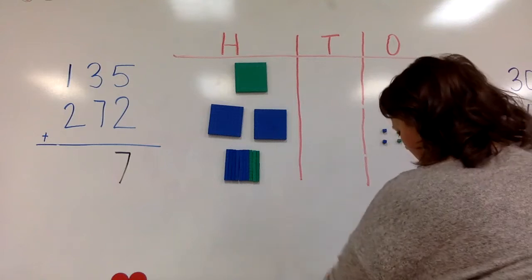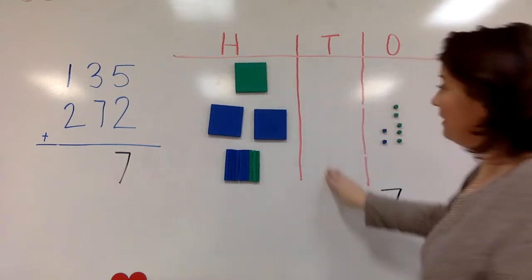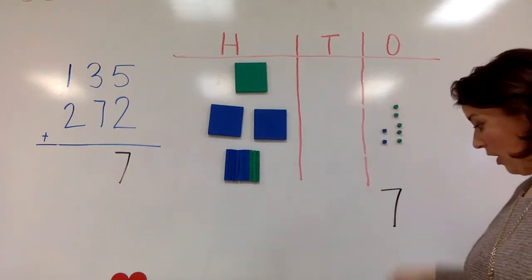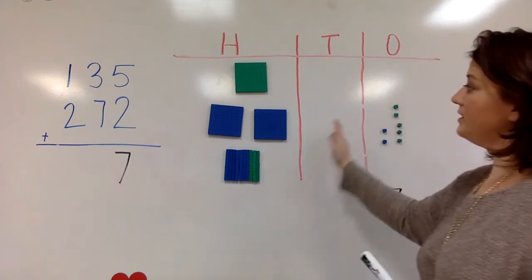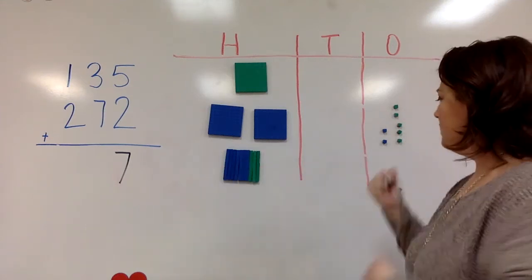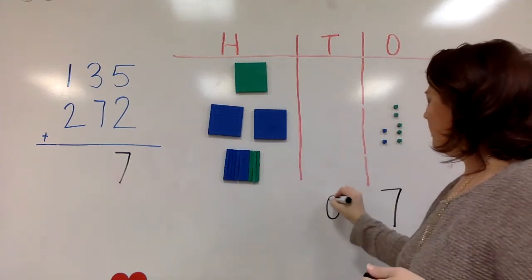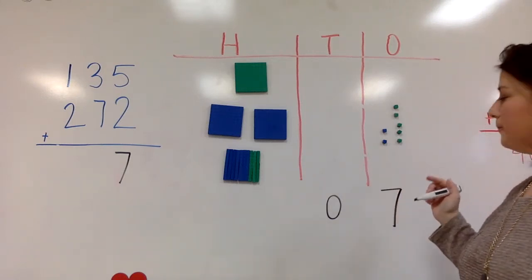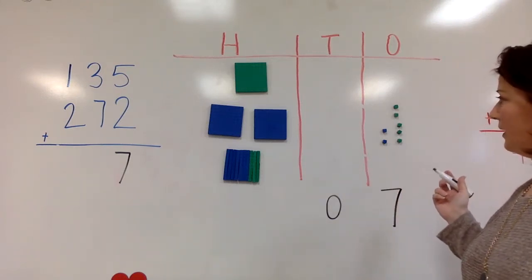So how many tens does that leave us? 0. We didn't have any more. We used every single one of them to make that new 100. So I can put a 0 there. Have to put that there to keep our place value.